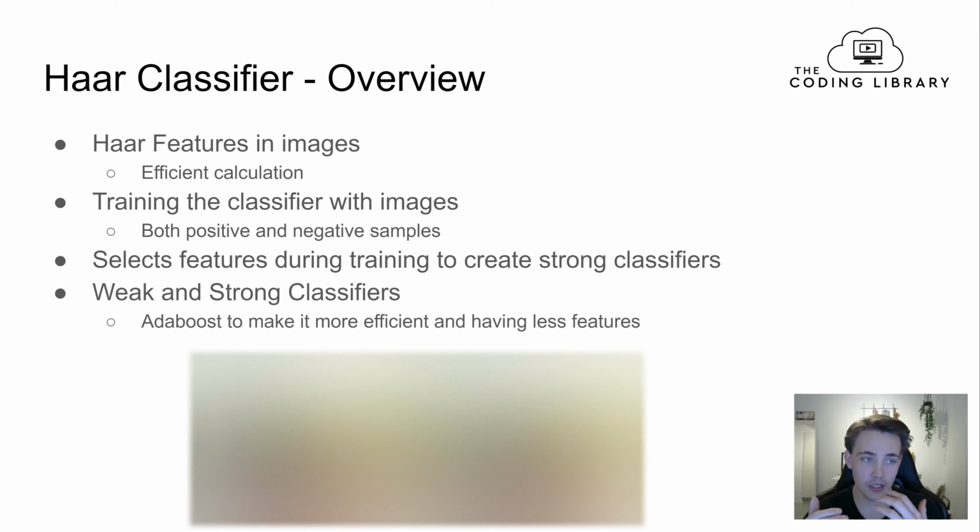So we'll jump in here and talk about the Haar Classifier and get an overview of what it is and how it works, and also how we can use it in computer vision and OpenCV. First of all, we have these different kinds of Haar features in the images, which allow efficient calculations. When we have an image, we run some different kinds of features over our image, and then we try to match these features and see if they match.